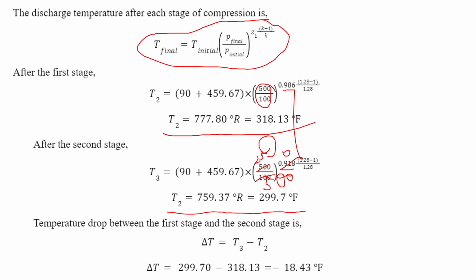So for the first stage it is coming at 318.13 degree Fahrenheit. Our second stage is 299.7 degree Fahrenheit. So from these two values, we can find out the temperature drop between the first stage and the second stage. That will be delta T equal to T3 minus T2. So the difference between these two temperatures will be the temperature drop between the two stages, that will come out as 18.43 degree Fahrenheit.